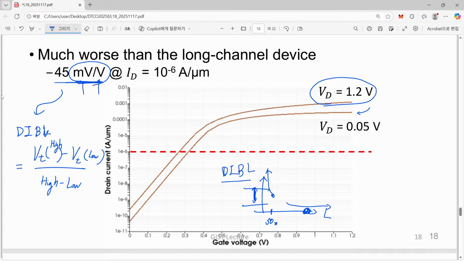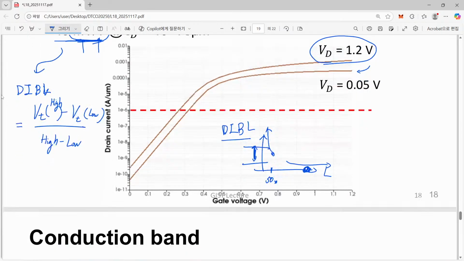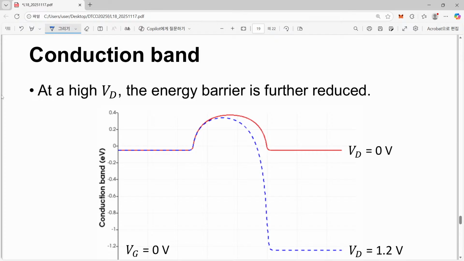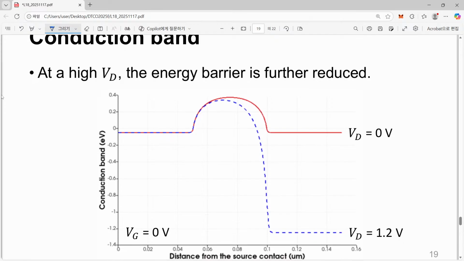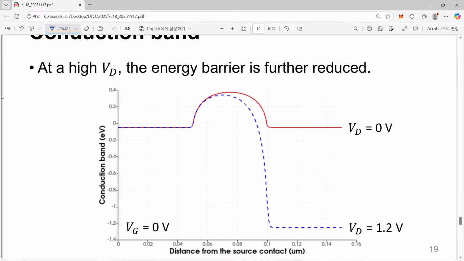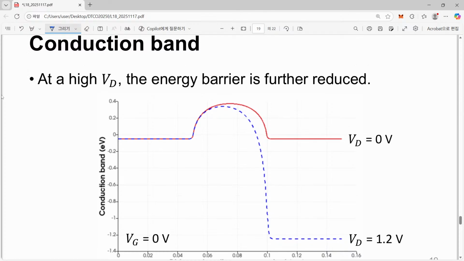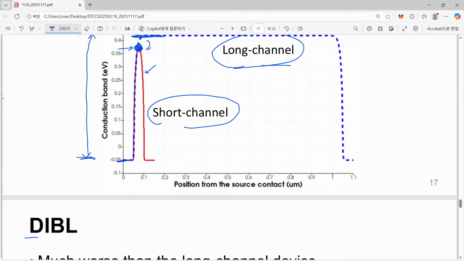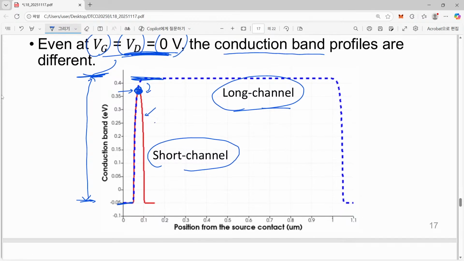Well, I will just stop at 50 millivolt per decade. That is required. Okay, so now when we draw the conduction band once again, this is the additional reason for the DIBL observed in our previous case. So this red one is actually the one corresponding to this one.